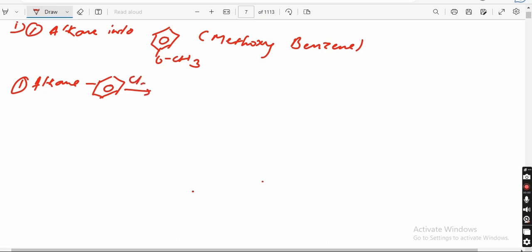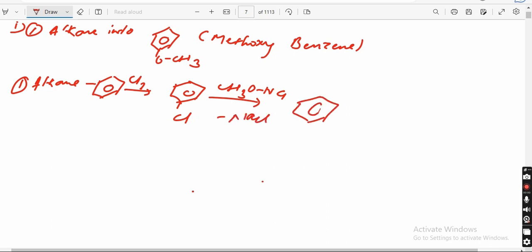Then we can do chlorination in the presence of a halogen carrier to form this one, and then we can react this with CH3ONa, so that this Na will react with this to bring out NaCl, and this CH3O will react over here. This will form OCH3, and this is what your methoxybenzene is. Are you getting it?